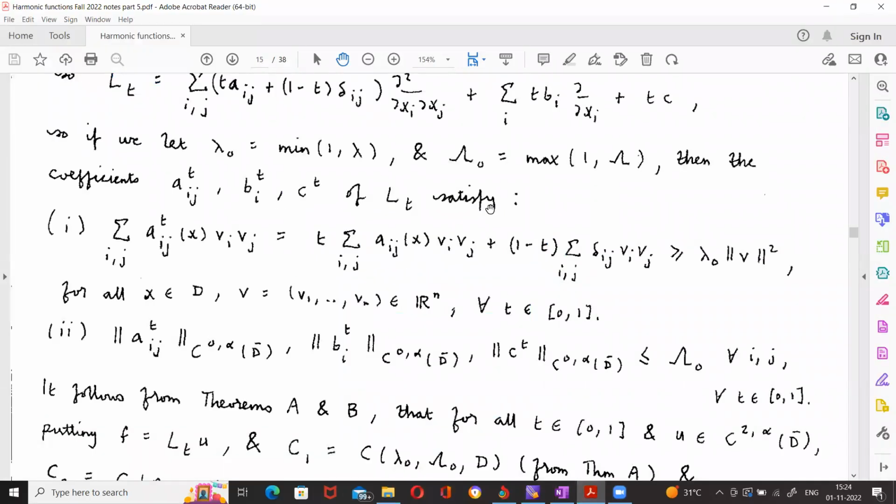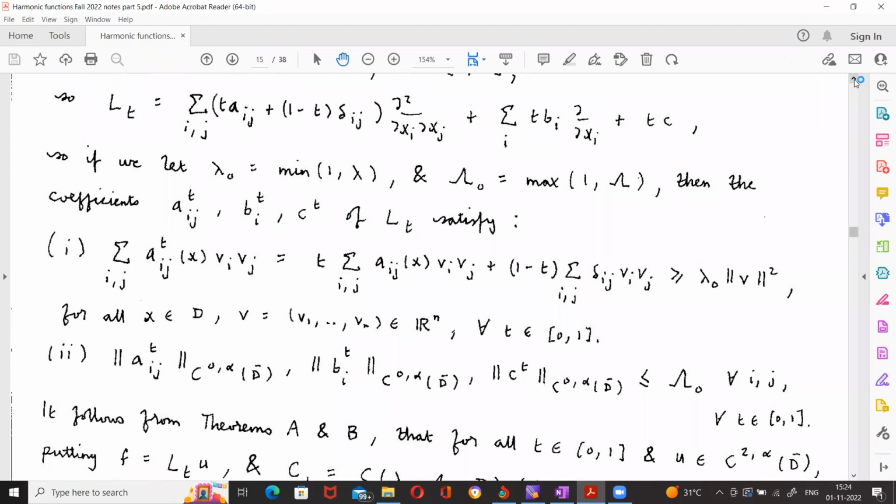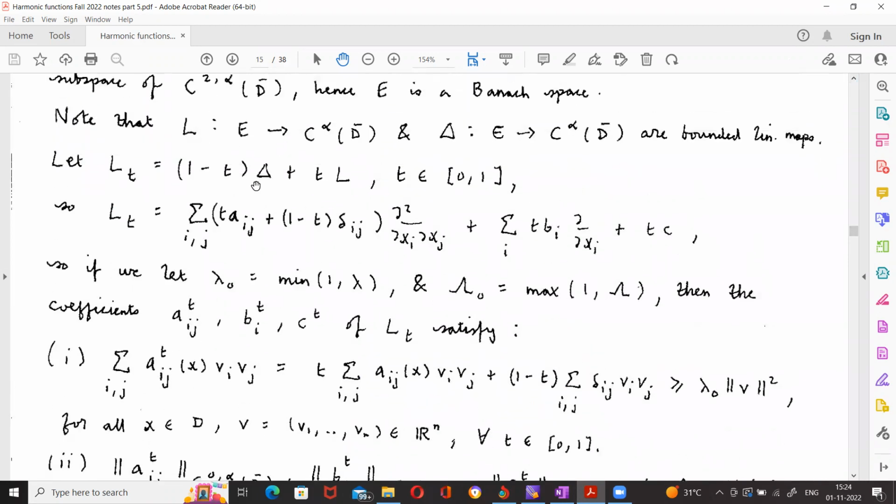Okay, so what are we getting? We're looking at these operators LT, which are (1 minus T) times the Laplacian, the Euclidean Laplacian, plus T times the elliptic operator L. What's easy to see is that the ellipticity constant for the operators LT is fixed, independent of T. They're all elliptic with ellipticity constant lambda naught, which is the minimum of 1 and lambda.